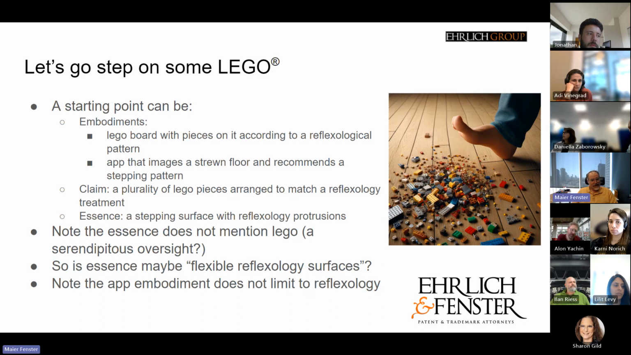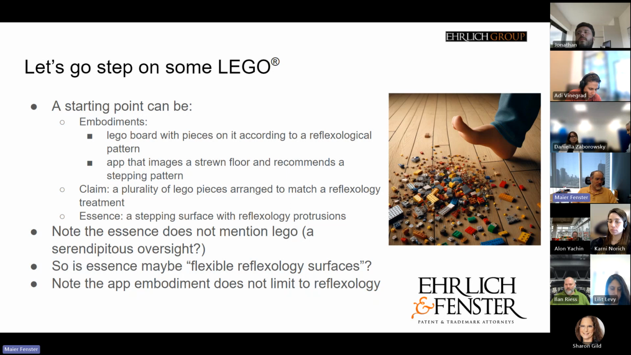So now we have a misbalance between the essence and the claim, and the essence and the embodiments. So now we can perhaps improve the essence, and say maybe it's flexible reflexology surfaces. Maybe it doesn't have to be a stepping surface. And then we also notice that the app is not limited to reflexology. So maybe there are other treatments that we can have. So we need new embodiments.